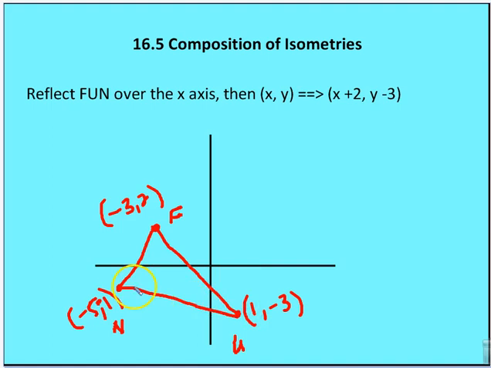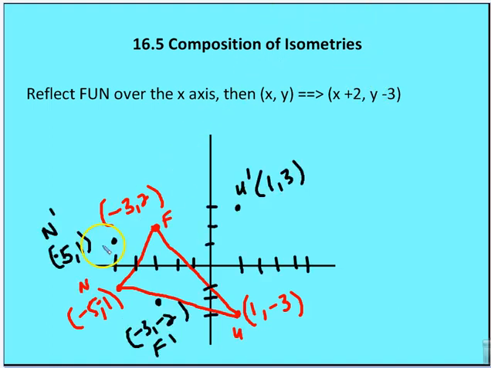All right, so here's a command. I have a figure, triangle FUN. Here are the coordinates for FUN. We're going to reflect over the x-axis, and then we're going to translate +2, -3, and I want you to come up with the composed figure. All right, so the first thing we're going to do is reflect over the x-axis.